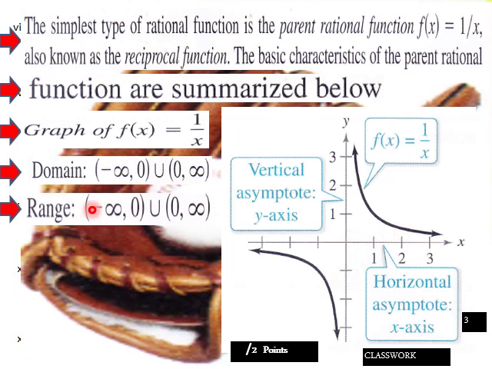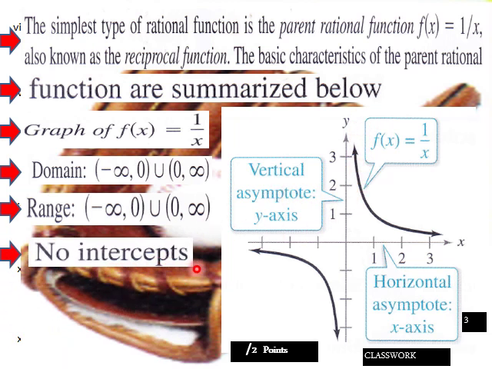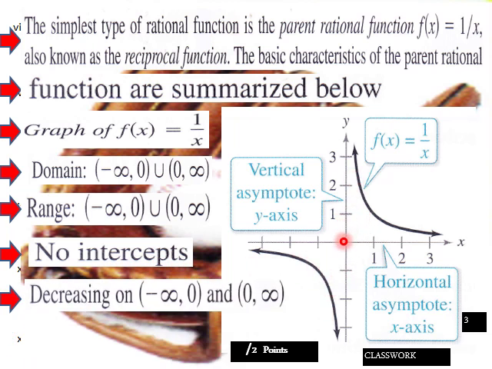And then the range will be negative infinity to 0, along with 0 to infinity. This will be the range of this side of the function here. It will start from negative infinity way down here and then come up to almost 0. And then over here on this side, it'll start at 0 and it will go to positive infinity for your range. And then there are no intercepts here.